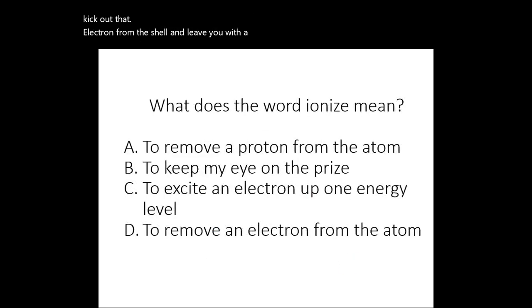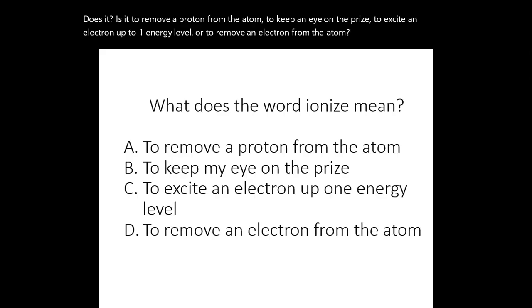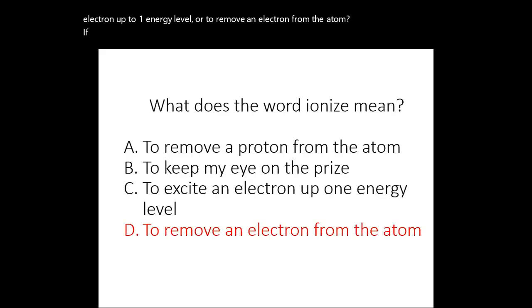So what does the word ionize mean? Is it to remove a proton from the atom, to keep an eye on the prize, to excite an electron up to one energy level, or to remove an electron from the atom? If you said D, you're correct.